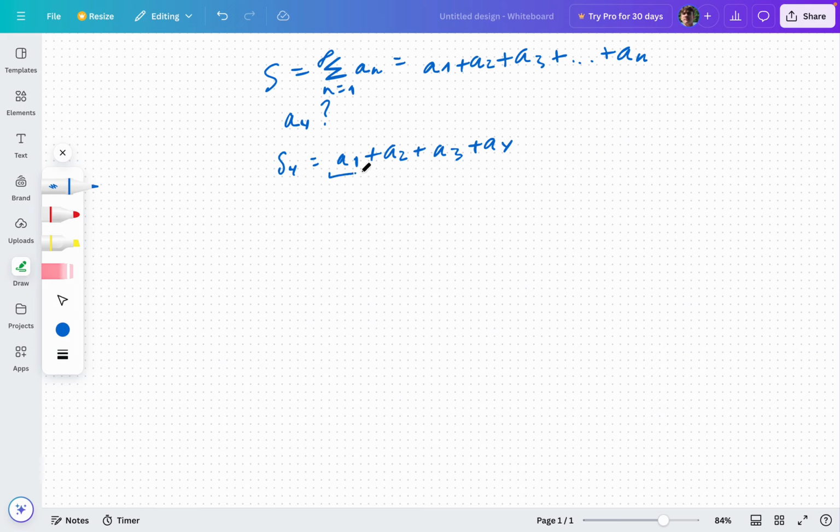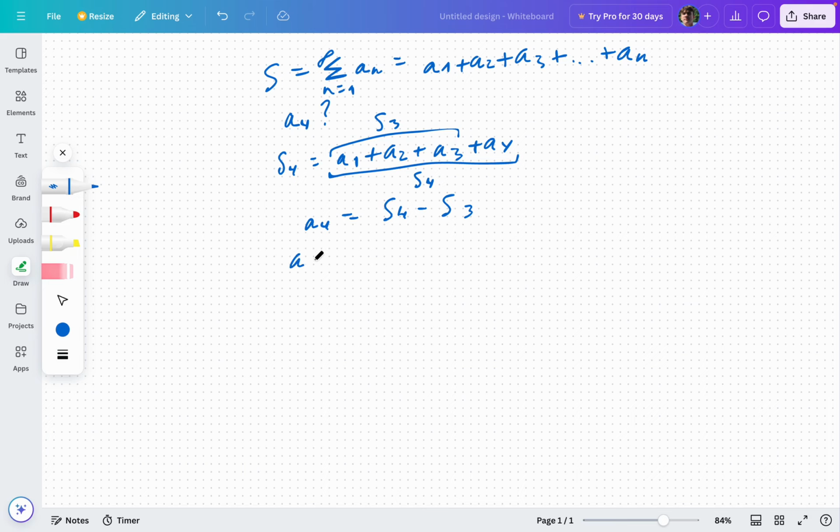Well, I can take these first four terms, which is S sub 4, and I can take these three terms, which is S sub 3. So then I can say that a sub 4 is S sub 4 minus S sub 3, and that's right. This is exactly what it is.